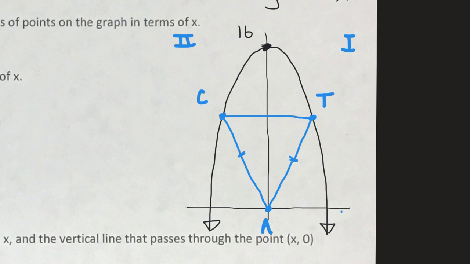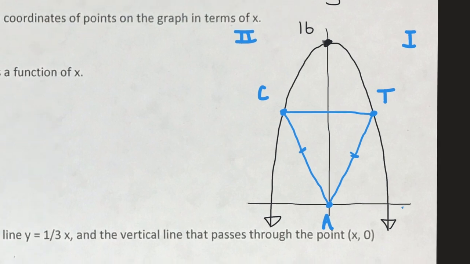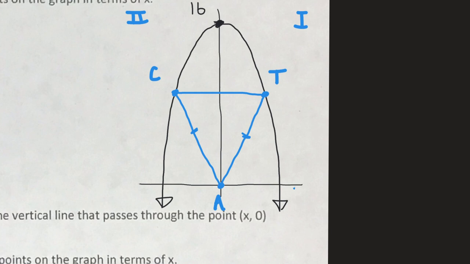The next thing says, what are the coordinates, right? What are the coordinates of your points in terms of x? So once again, we have, let's do T. So T is some units to the right, and right is a positive x. So the point T is positive x comma y. Right? Usually we would do x comma y and we'd be happy.